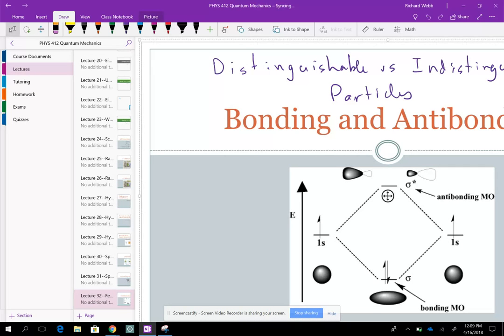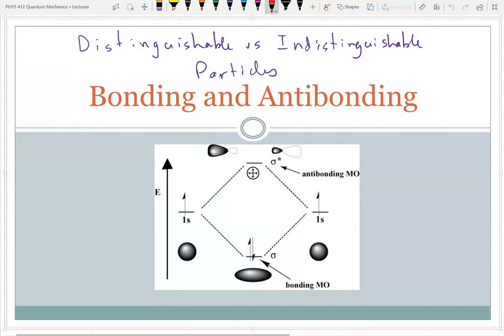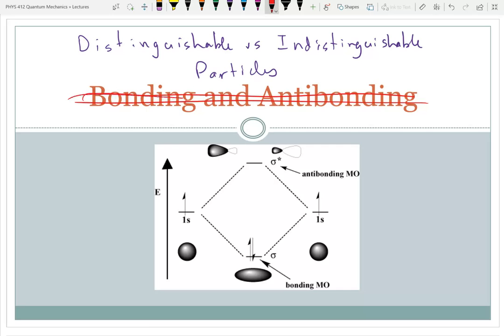Okay, my title: I'm not going to talk about bonding and anti-bonding states today, so I hand wrote a title after I realized I had changed the name of the file but didn't change the name of the title slide.